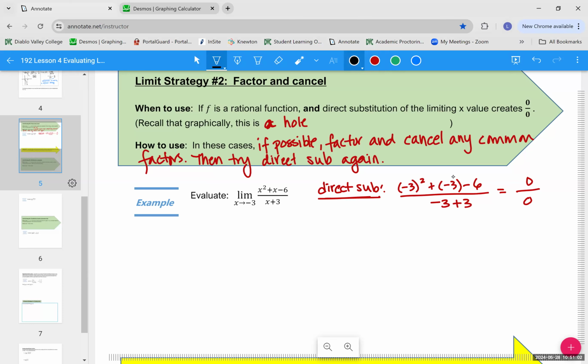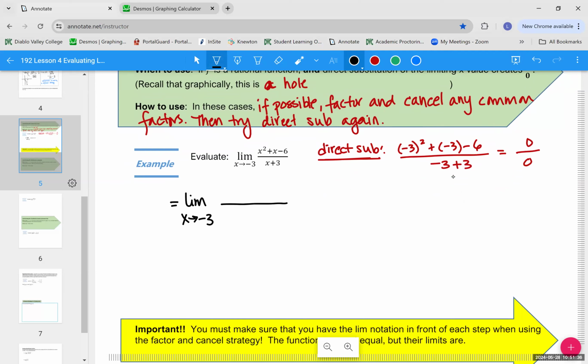So I'm going to keep my limit notation in front. Notice that what I'm going to be doing when I factor is not actually evaluating the limit. I'm not plugging anything in. So I need to keep my limit in front. I don't remove this limit as x approaches -3 until I apply the limit laws, which means until I directly sub. So it's going to be important that you get your limit notation correct and that you keep your limit in front of every step until you actually do the substitution.